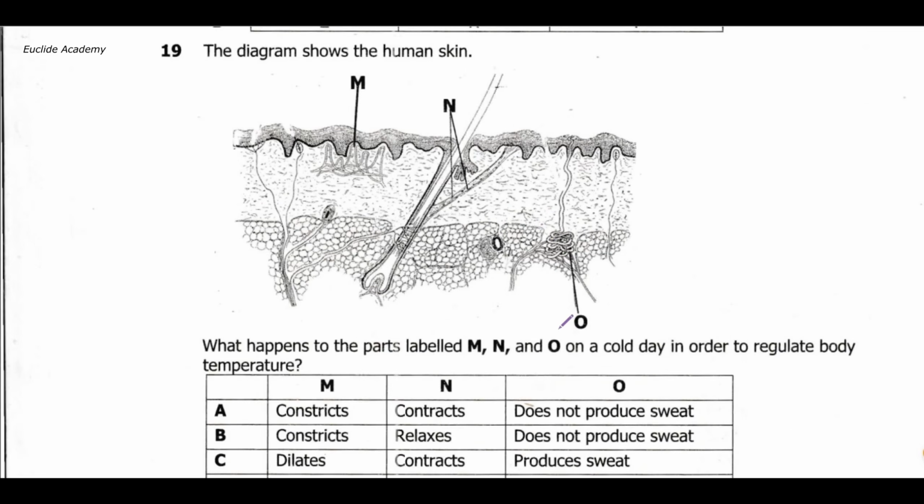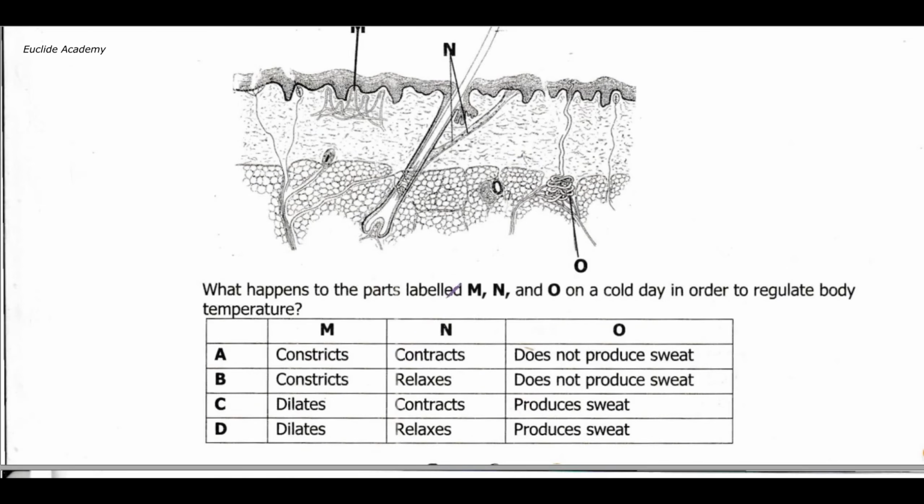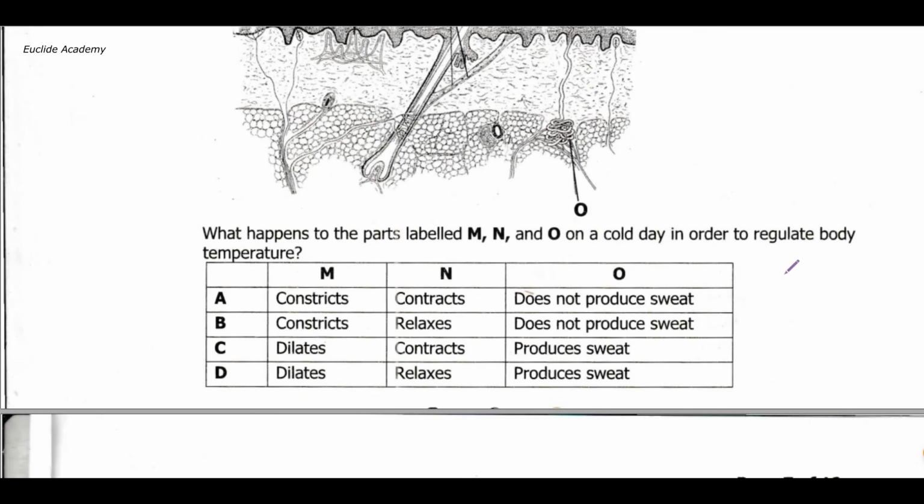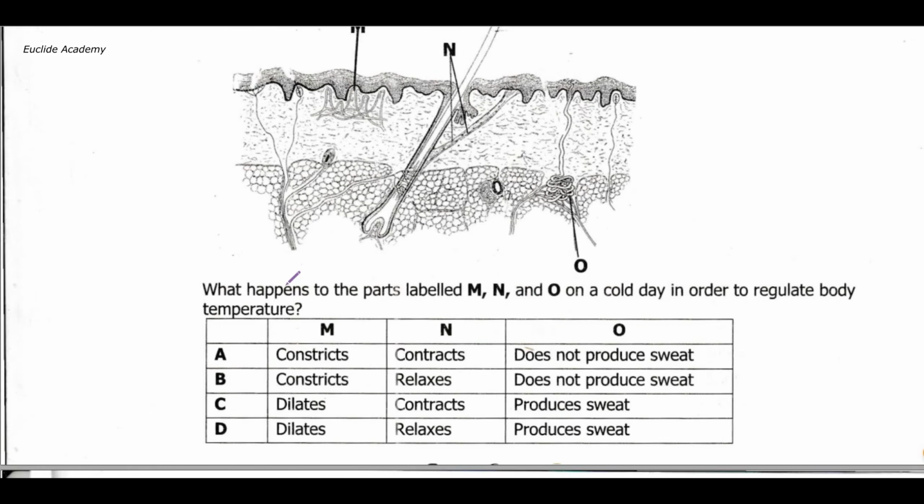The diagram shows the human skin. So this is the human skin. We've got the structure M and structure N and O. What happens to the parts labeled M, N, and O on a cold day in order to regulate body temperature? So what would happen on a cold day? Let us look at O. O produces sweat, so we do not expect these glands to actually produce sweat.